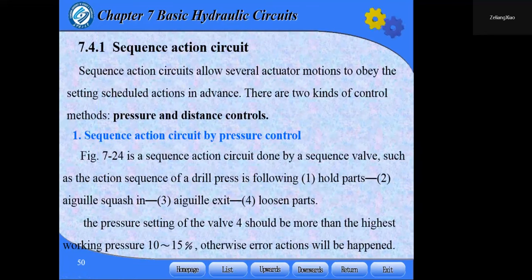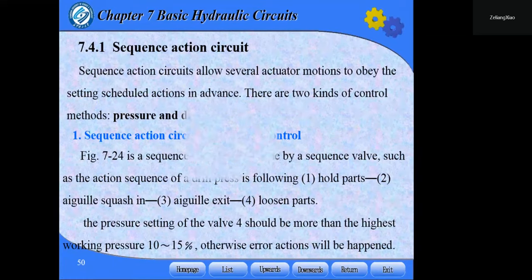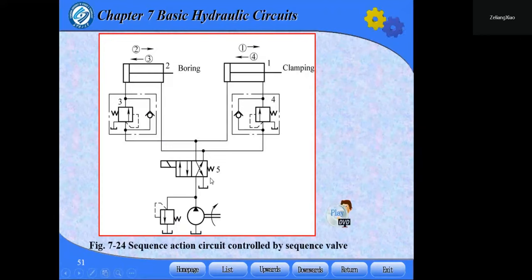One is the holding cylinder, the other is the drilling cylinder. When the directional control valve 5 is shifted to its left envelope, the piston in cylinder 1 moves towards the right until it touches and holds the part. The pressure of the piston will be increased until the pressure reaches the setting of sequence valve 3.